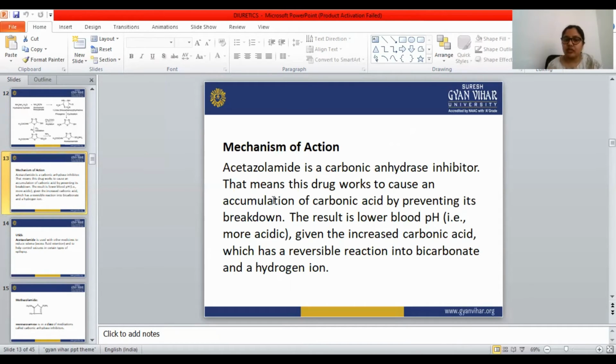Okay, so the drug works to cause an accumulation of carbonic acid by preventing its breakdown, and that results in a lower blood pH given the increased carbonic acid, which has a reversible reaction into bicarbonate and a hydrogen ion. Okay, so this is the mechanism of action. It means acetazolamide is a carbonic anhydrase inhibitor. That means the drug works to cause an accumulation of carbonic acid by preventing its breakdown.